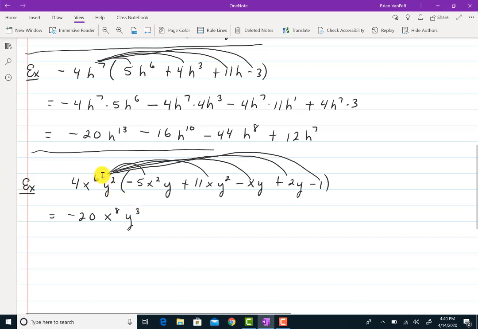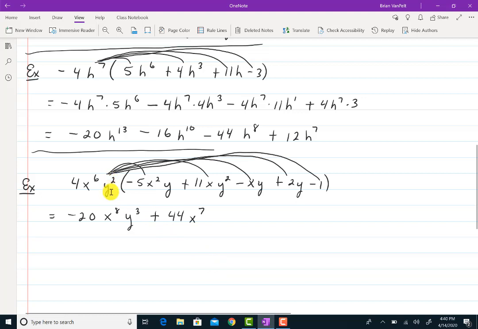And now I'll go ahead and move on to the next piece. Both pieces are positive, so I don't have a minus sign to worry about. First, I'll start with 4 times 11 is 44. X to the 6th times x to the 1 will be x to the 7th.